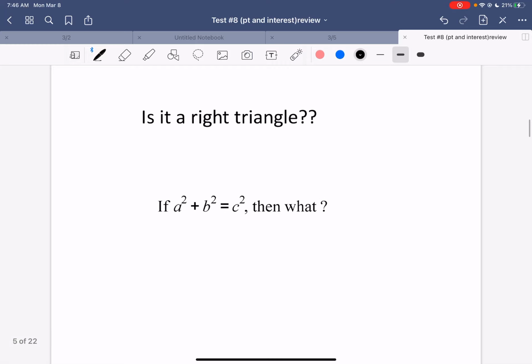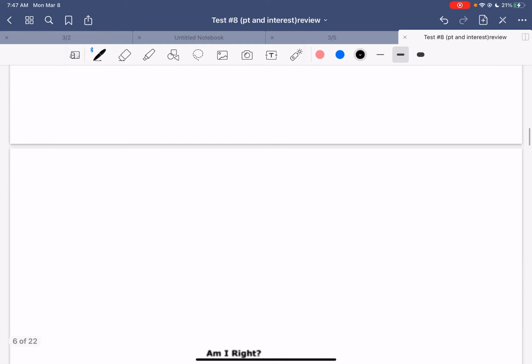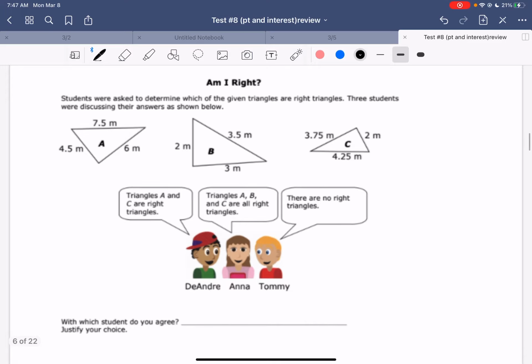One of the things about triangles is that we have to determine if it is a right triangle, because then we can use the Pythagorean theorem to solve for the missing sides. So if a squared plus b squared equals c squared, then what? It means that it is a right triangle. So let's go ahead and ask a question.